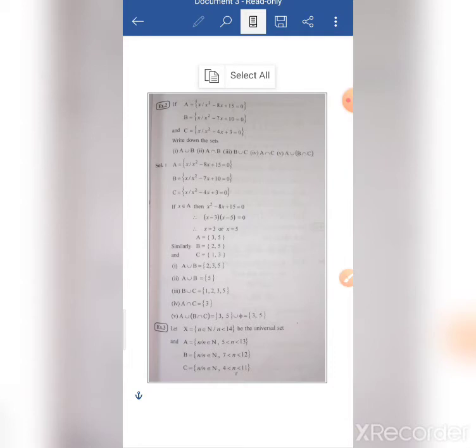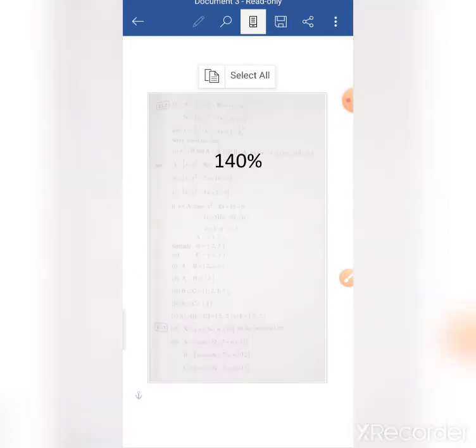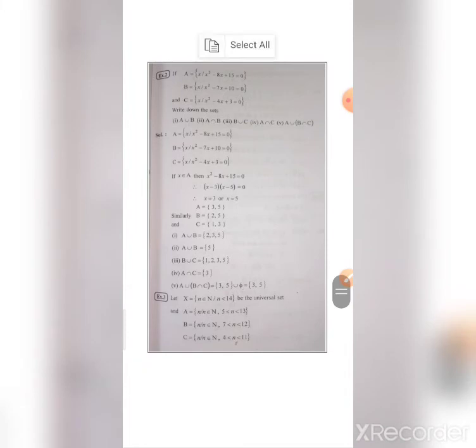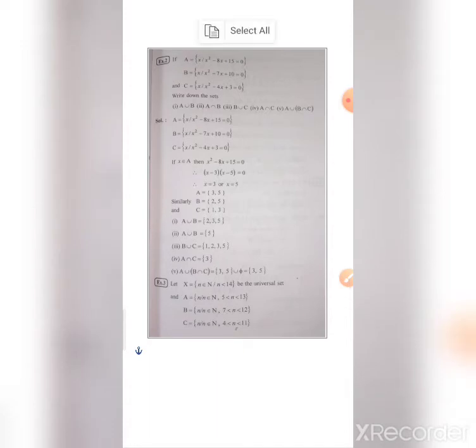Here find, first, A union B. A intersection B takes the common element, only one element, this is 5. Second, A intersection B: here also, this is the element 5. A union B is 2, 3, 5 and A intersection B is only the element 5.